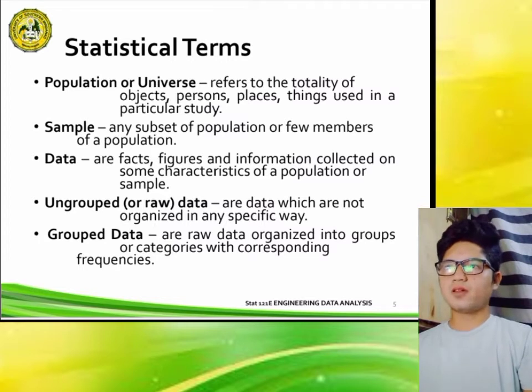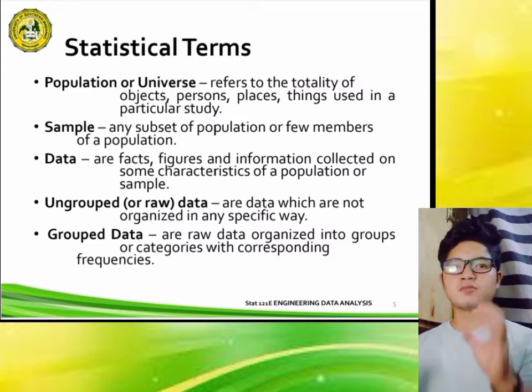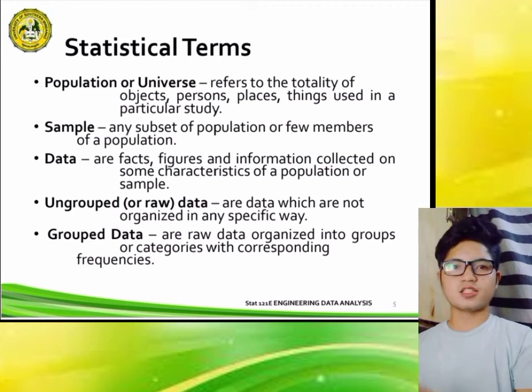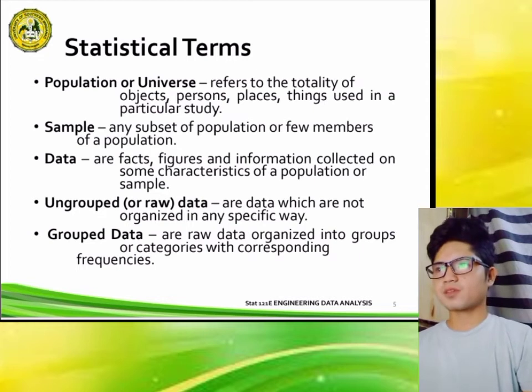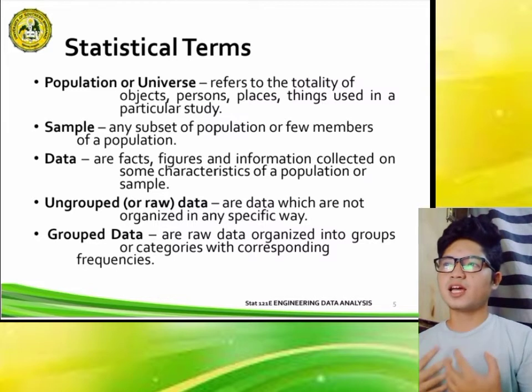Then we have sample. So any subset of population or few members of a population. So if napakalaki ng population ng ginagawa mong research, so pwede kang kumuha lang ng maliit na part lang yun. So tinatawag natin yung sample kasi it is just a portion of the total population. So next is we have data. So are facts, figures, and information collected on some characteristics of the population or sample. So ito naman yung data naman is ito na yung mga nakuha natin na information from the respondents natin.